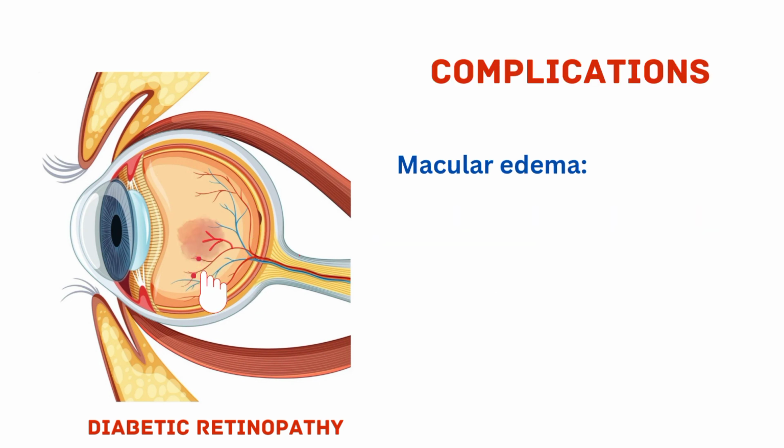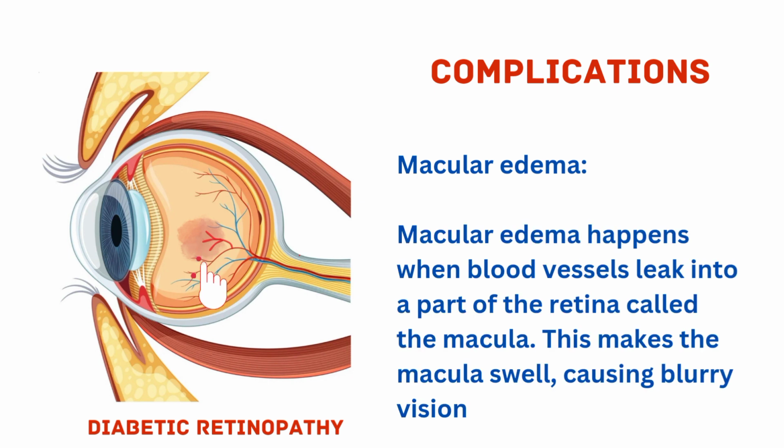The next complication is macular edema. Macular edema happens when blood vessels leak into a part of the retina called the macula. This makes the macula swell, causing blurry vision.